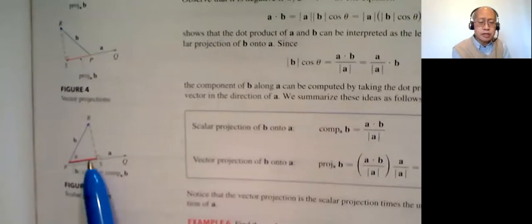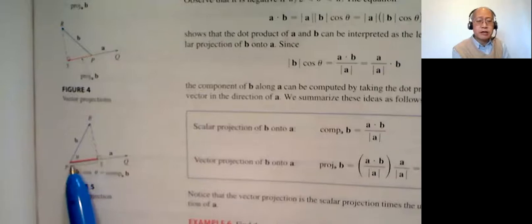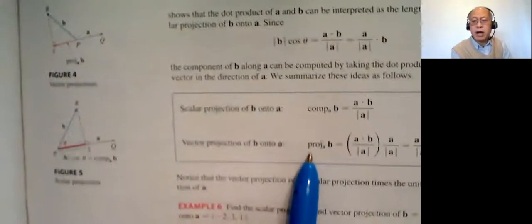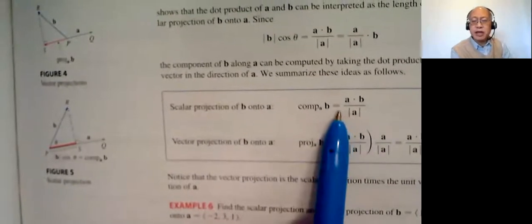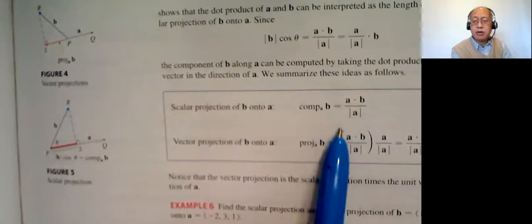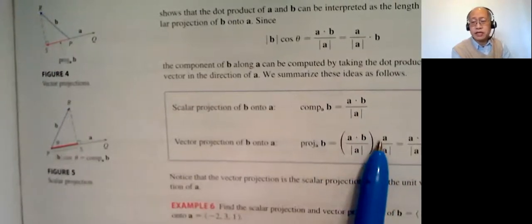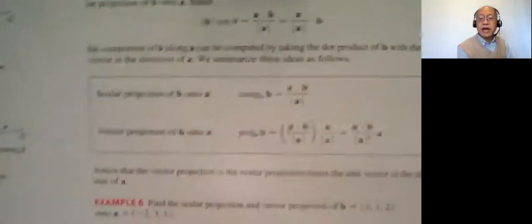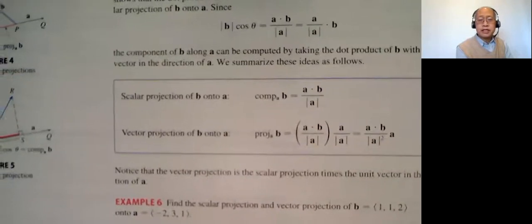Now, if you want the vector projection, all you have to do is take that magnitude and multiply it by a unit vector in the same direction as A. So we write proj for projection. Proj of B onto A is the same answer as you got over here, A dot B over norm A, that's a scalar. And then you multiply it by a unit vector in that direction, which is A over magnitude of A. Okay, and you can simplify that to A dot B over norm A squared times the vector A. So that's the vector projection.